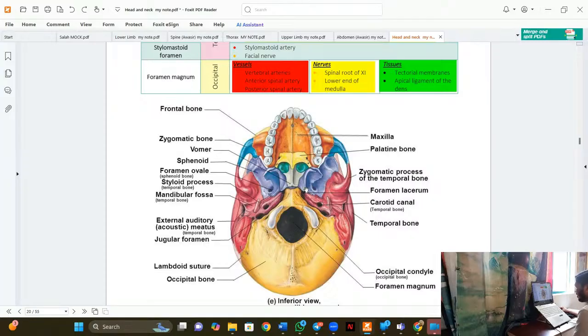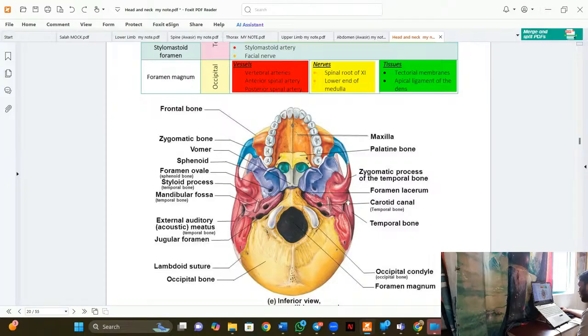This is the foramen lacerum, and this is the carotid canal. The internal carotid artery enters through it, goes over the foramen lacerum, and after that gives off its branches. This is the temporal bone, along with frontal and parietal.